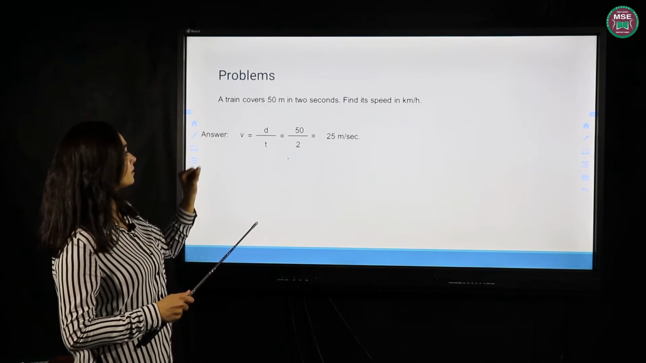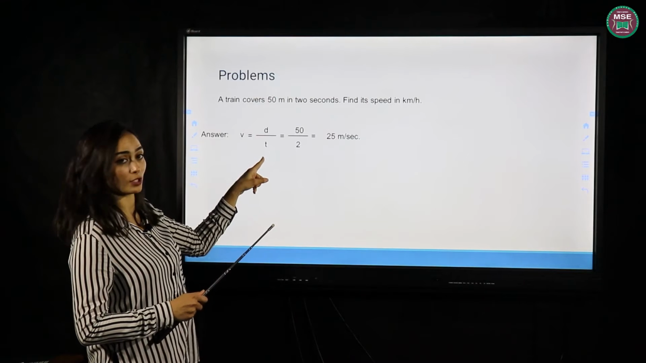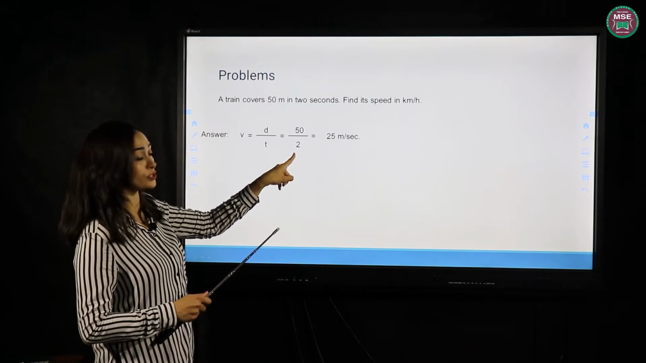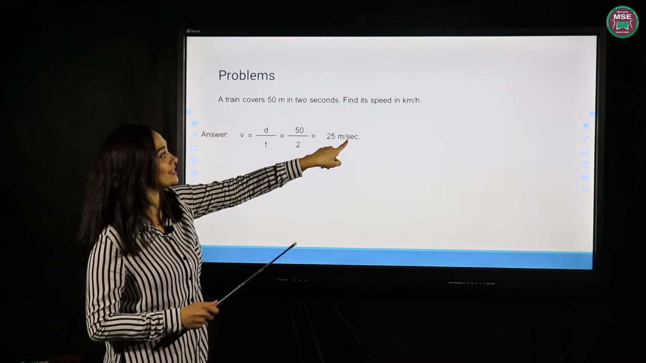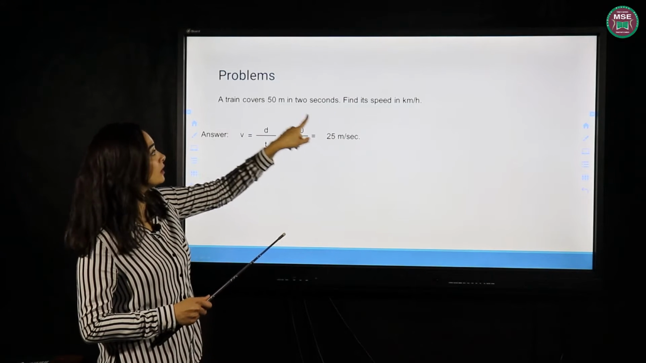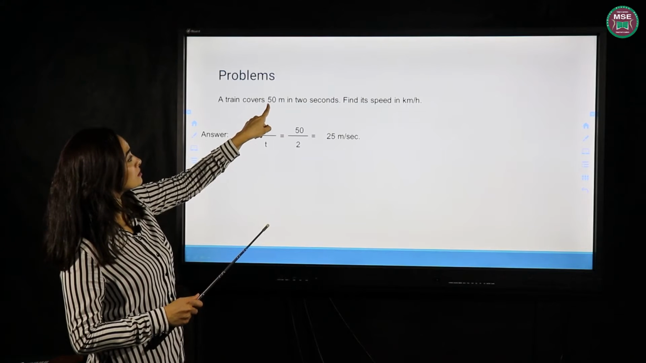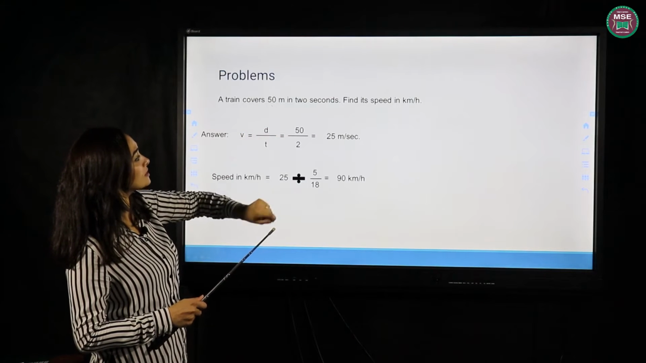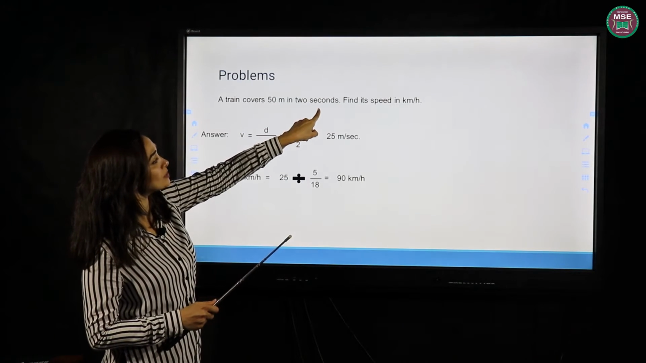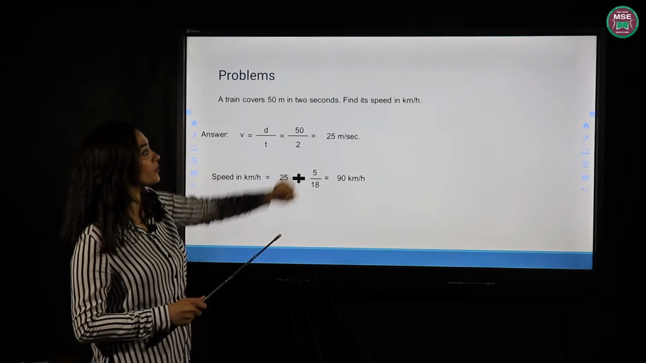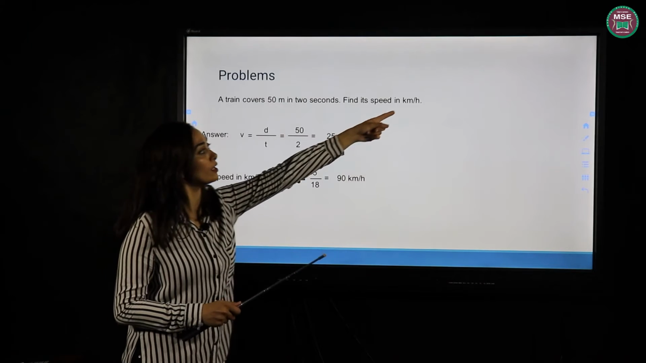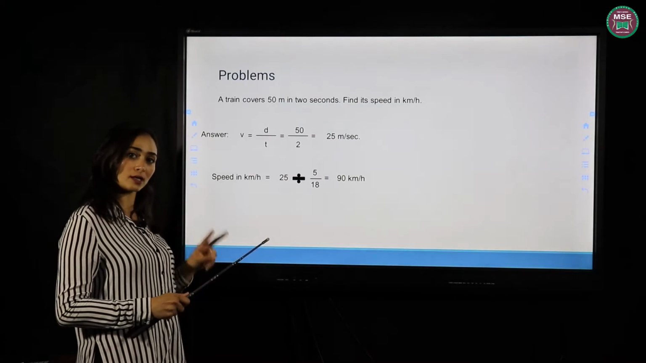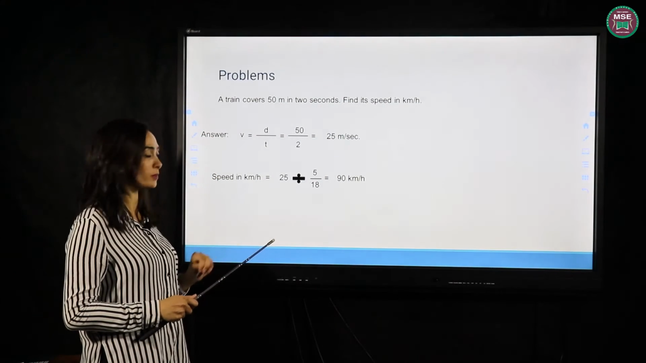Yes, speed equals distance over time, 50 over 2. So the result will be 25 meter per second. Why meter per second? Because in the problem, the distance is in meters and the time is in seconds. We have to get the speed in kilometer per hour. This is the second part to solve this problem.